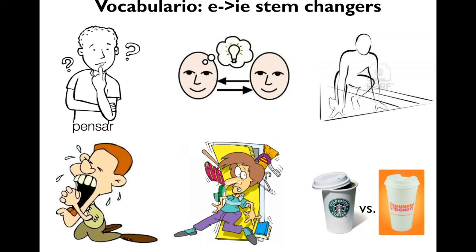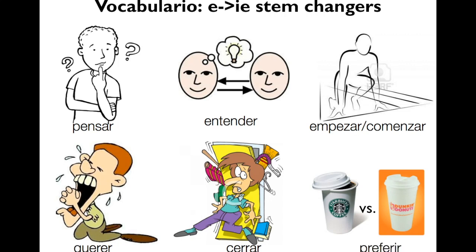So here are some examples of e to ie stem changing verbs. Pensar, to think. Entender, to understand. Empezar o comenzar, to begin. Querer, to want. Cerrar, to close. And preferir, to prefer.